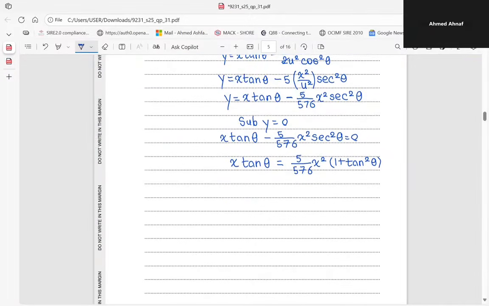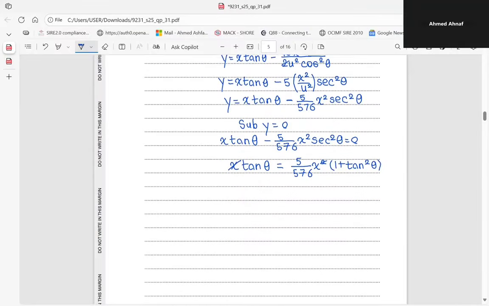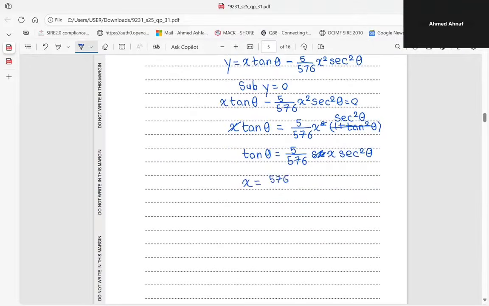Let's divide both sides by x because we know that one of the solutions is obviously x equals 0, which is not possible. So now we have tan theta equals 5 over 576 times x secant squared theta. Let's just keep this as secant squared theta. Now let's make x the subject. So this would be 576 divided by 5, times tan theta, times cosine squared theta.